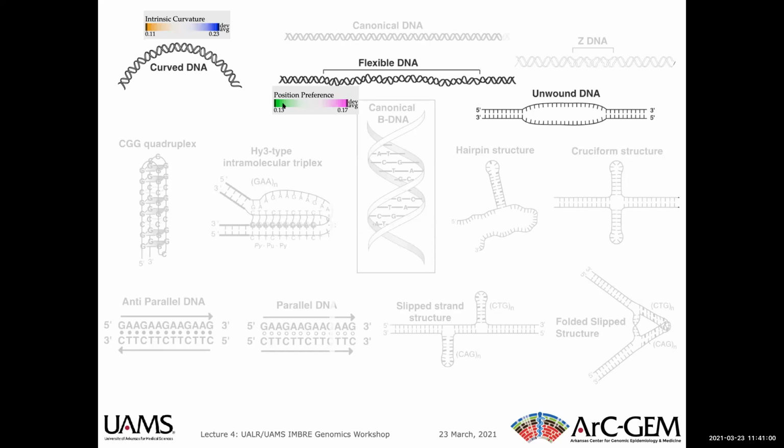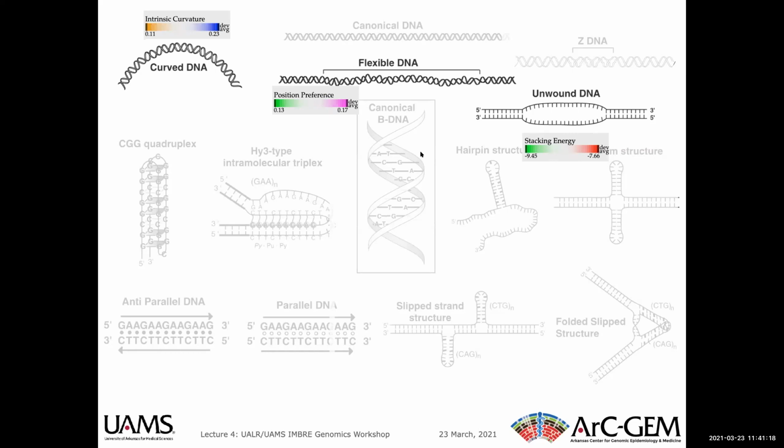So if it's green, it has low, basically it's more rigid. It's not going to wrap around nucleosomes. If it's purple, it's what's called anisotropic flexibility. You can bend it a certain way. And then if it's red, it will melt more readily.